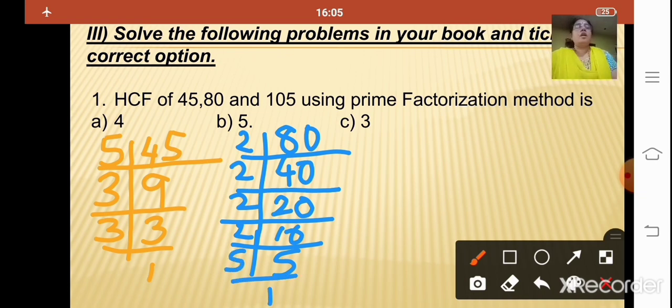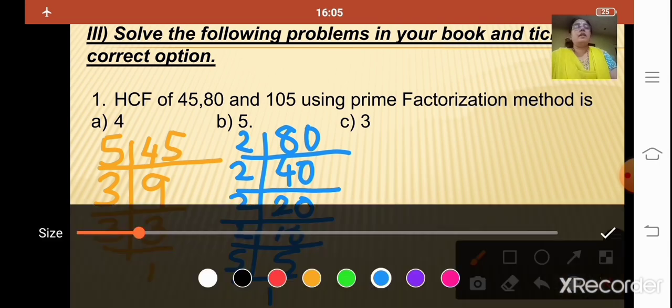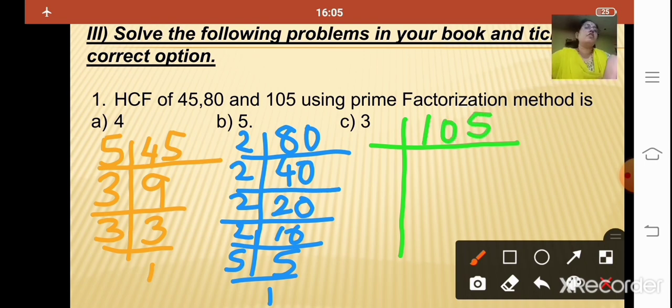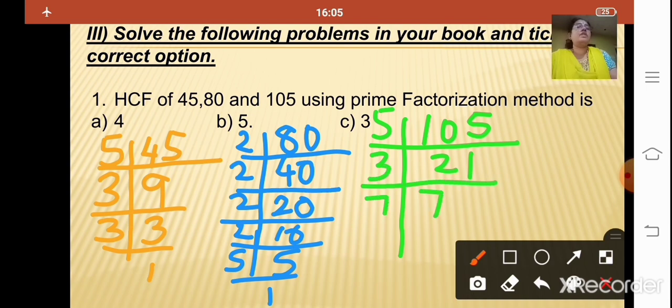Coming to the next number, that is 105. We'll write the number 105. Again here in the ones place it is 5. So it is divisible by 5. 5 twos are 10. 5 ones are 5. 21 is divisible by 3. 3 sevens are 21. Now 7 is a prime number. So it is divisible only by the number itself.